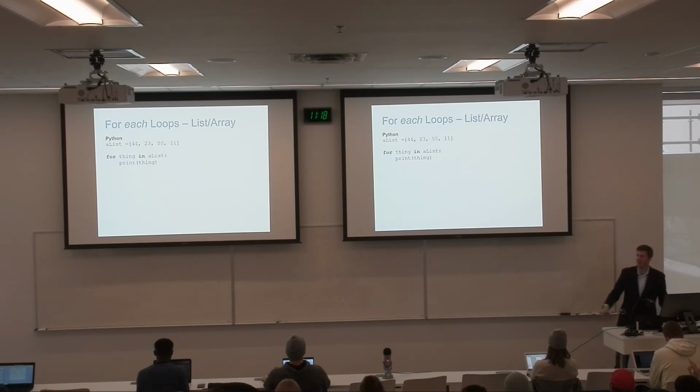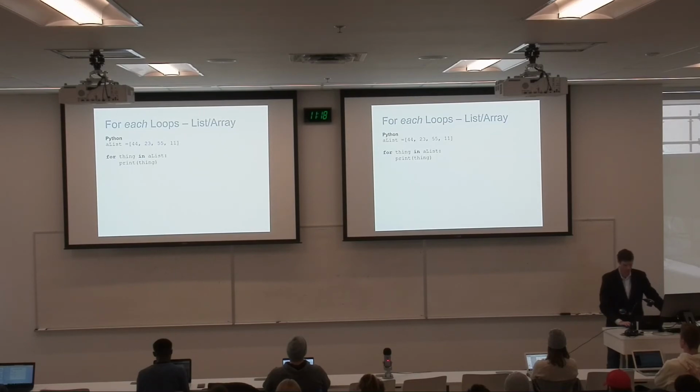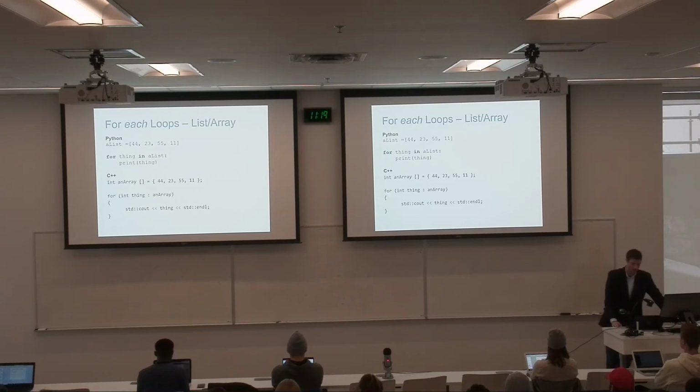It works like in Python if we had a list. So for thing in the list, print out the thing. It's going to basically do the same thing, except this time it's a list, it's just general. If we had an array in C++, we would do it like this. But then, remember last time someone brought up, well, does that mean you can't have different types in that array?